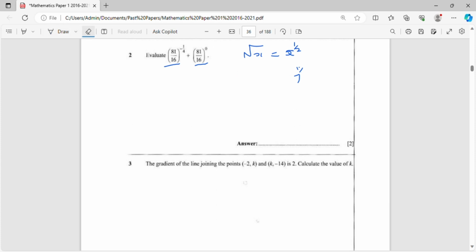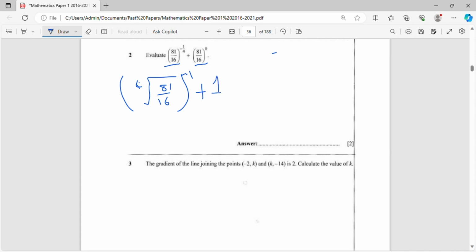So this thing of 81 over 16 to the power negative 1 over 4, this negative 1 over 4, we're going to change it to be the fourth root. So it will be the fourth root of 81 over 16 to the power negative 1. Since there is a negative in the power, it will still be raised to the power negative 1, plus 81 over 16 to the power 0, and anything raised to the power 0, the value is 1.